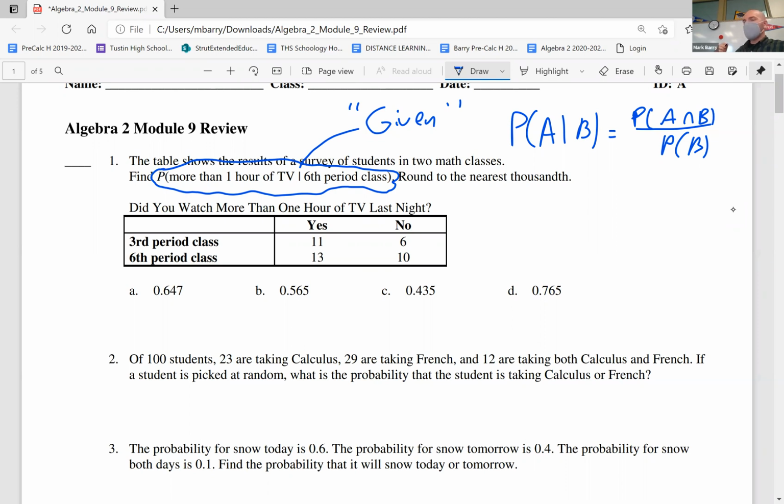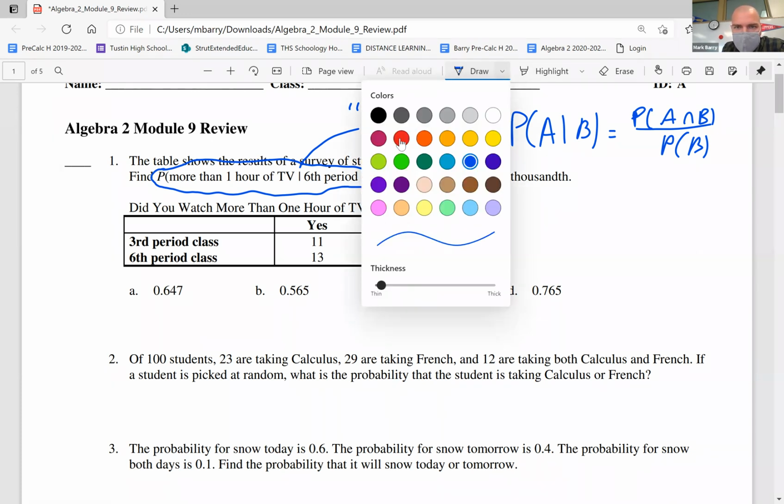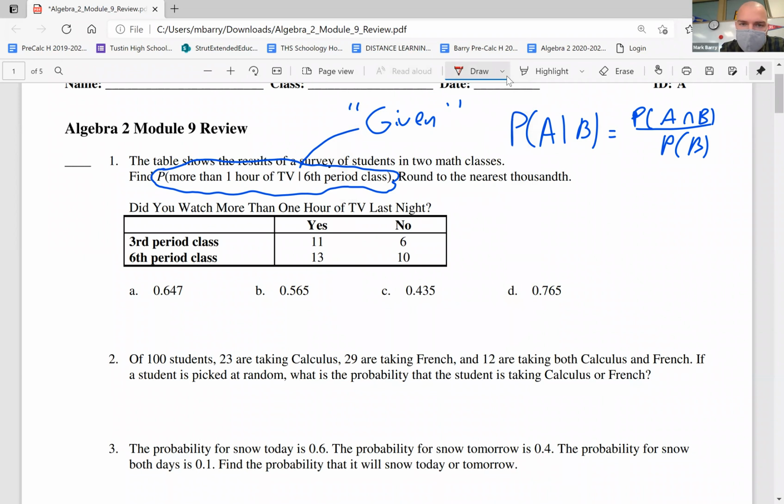How we do this without the formula is that we take whatever's after the given, and the order on this is really important. In this case, what's after the given is the 6-period class, right? So I'm going to isolate all the 6-period class. For the purposes of this problem, we're only thinking about people who have a 6-period class. With that, I would get my denominator. So my denominator is everybody who has a 6-period class, which would be 23.